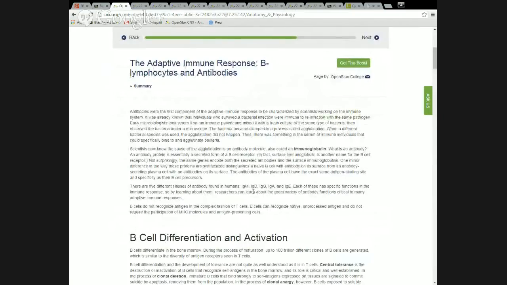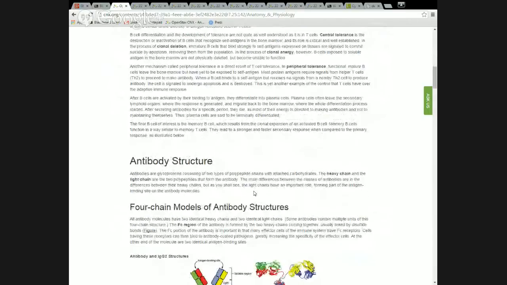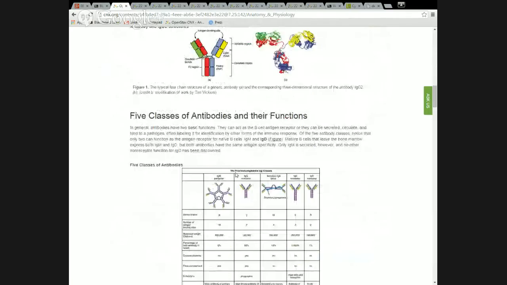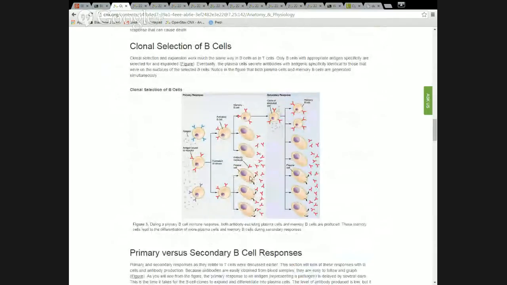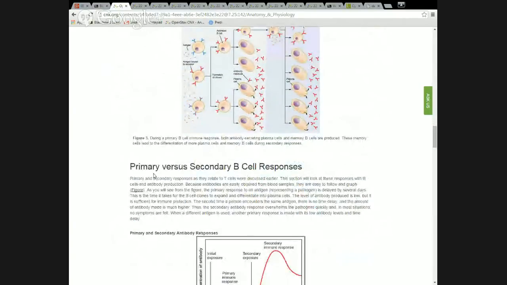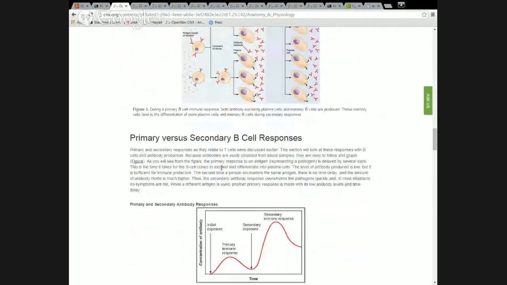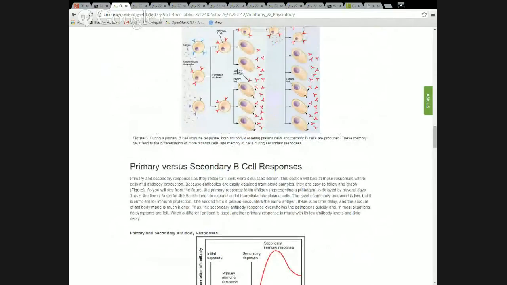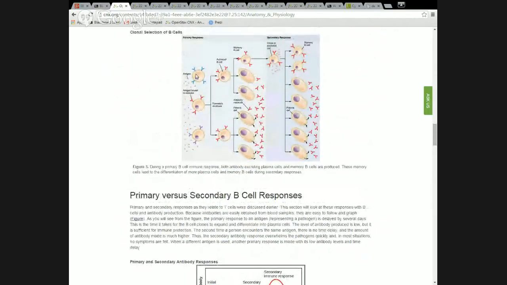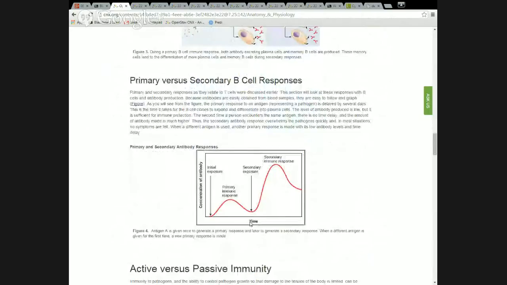Now, as it's talking about B cells and it describes antibodies and the classes of antibodies, and then it describes B cell activation, it goes on from here to talk about primary versus secondary responses, which I talked about a little bit here, that the primary response involves the clonal selection and all that kind of thing, and the secondary response is a really quick response. That's quantified in this picture here.